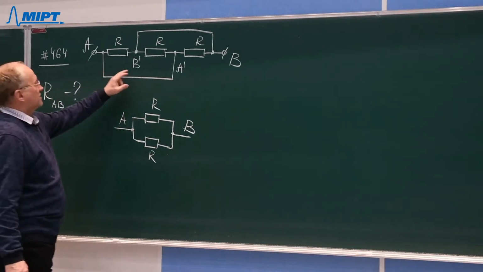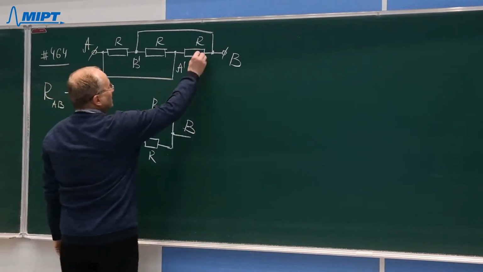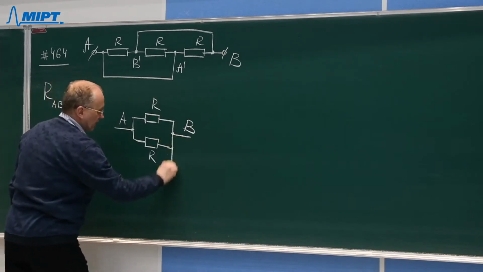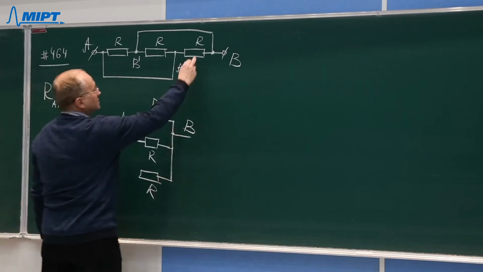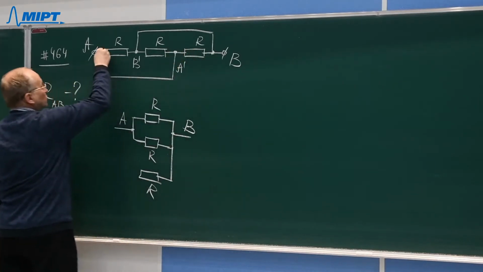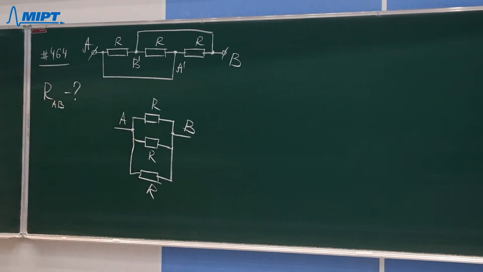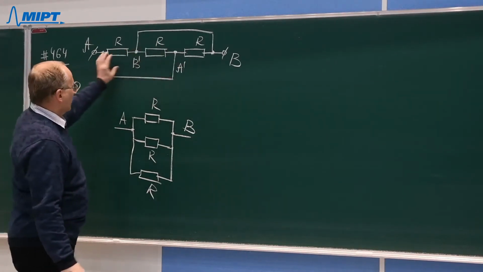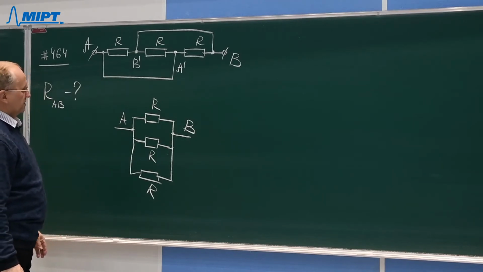Now what about the last resistor? By one of its ends, by one of its terminals, it's connected to point B. So I will show this connection in this way. This is the last resistor. And the other terminal of this resistor is connected to point A. That's it. It's connected to point A. So the equivalent scheme of the original scheme turns out to be just a parallel connection of 3 resistors.